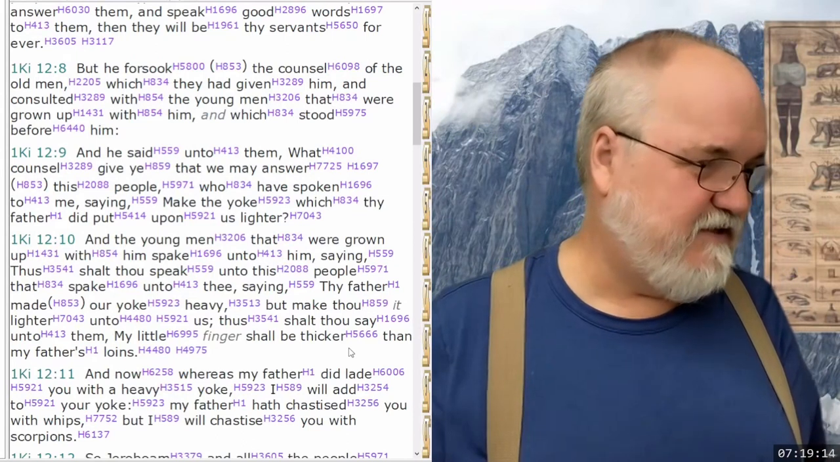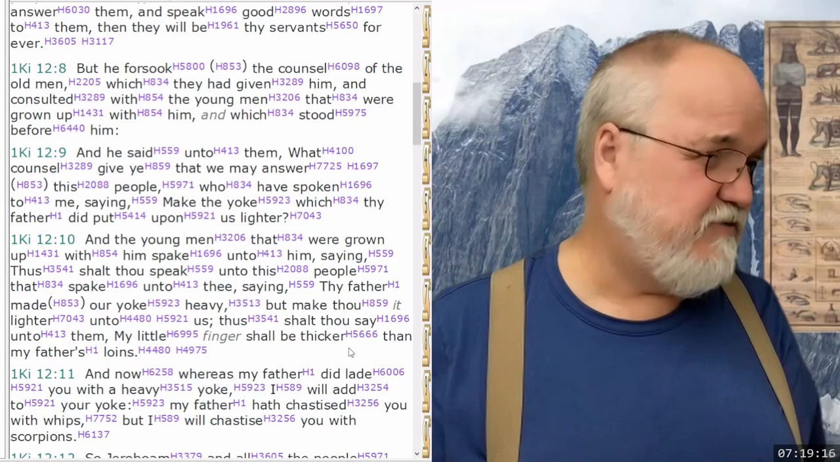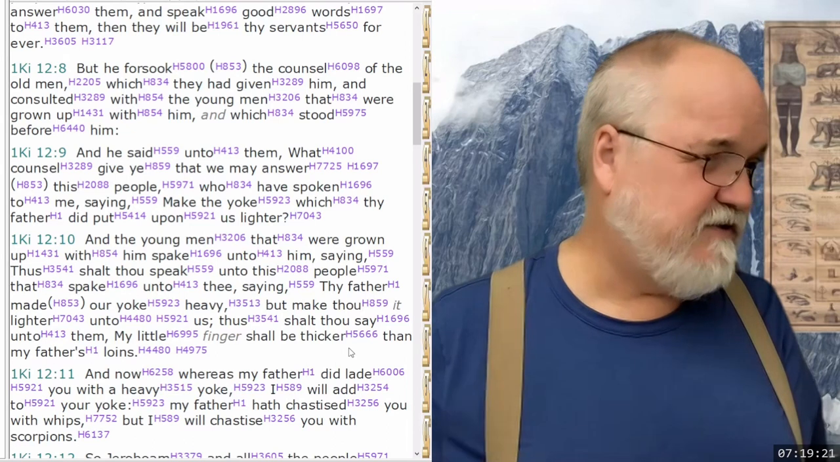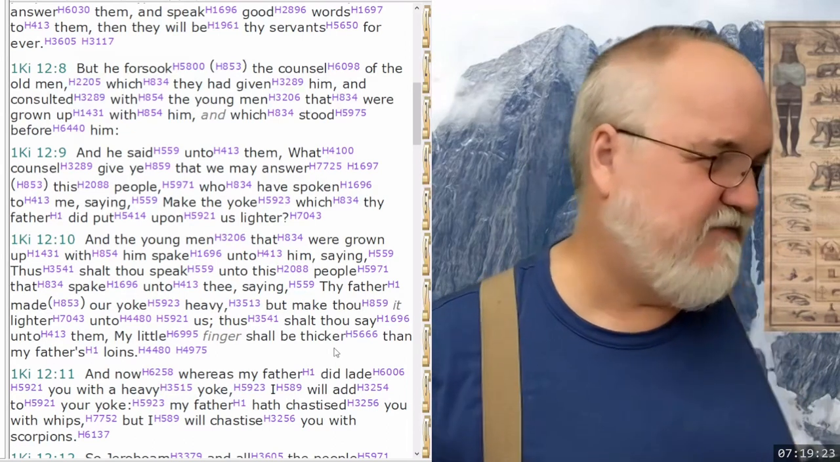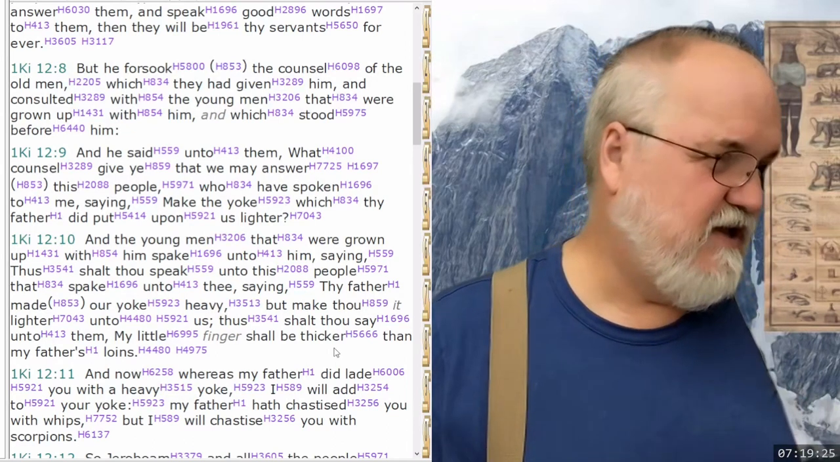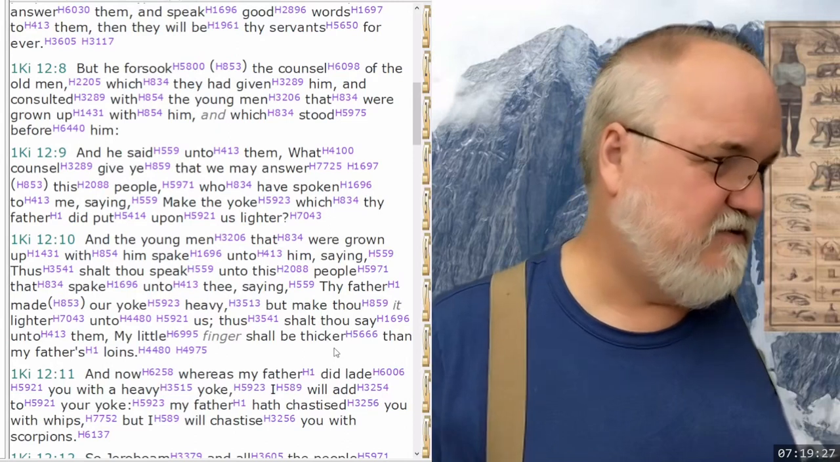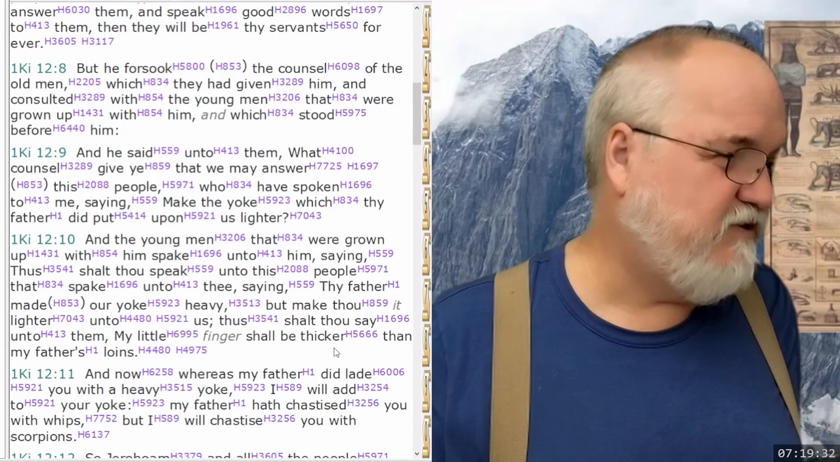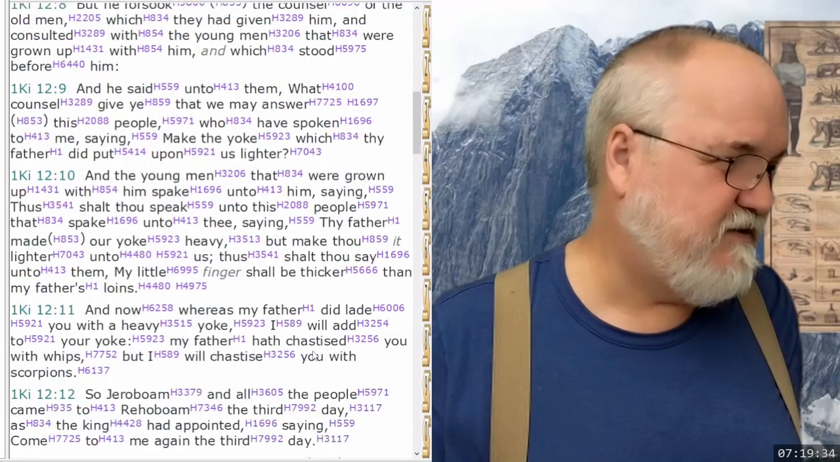Thus shalt thou say unto them, my little finger shall be thicker than my father's loins. And now, whereas my father did lade you with a heavy yoke, I will add to your yoke. My father has chastised you with whips, but I will chastise you with scorpions.